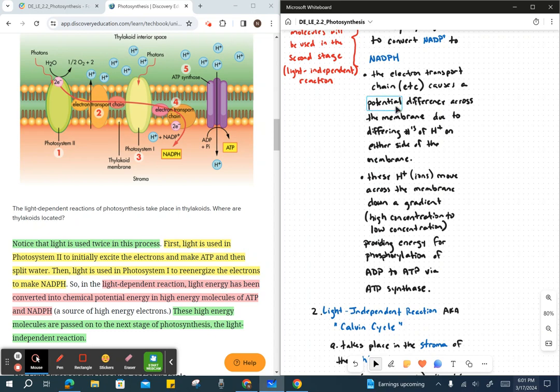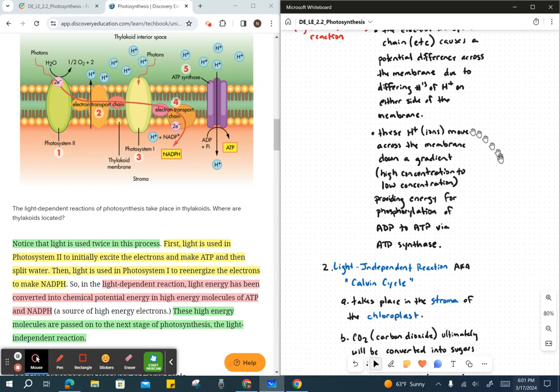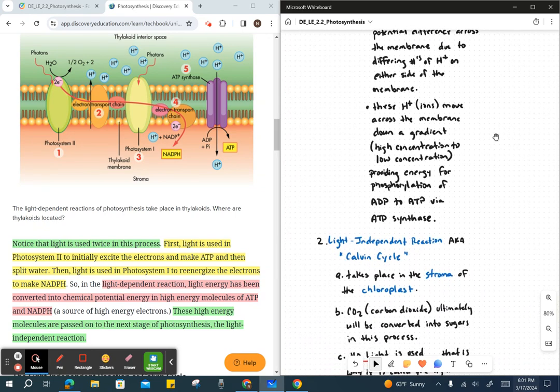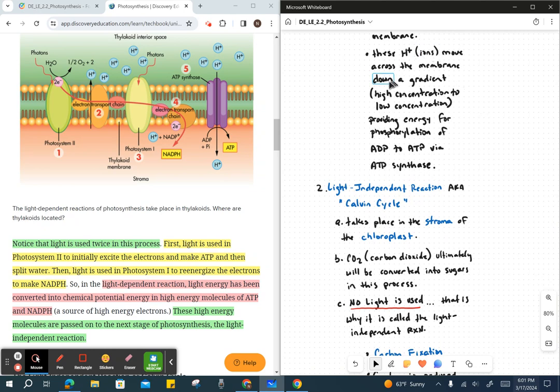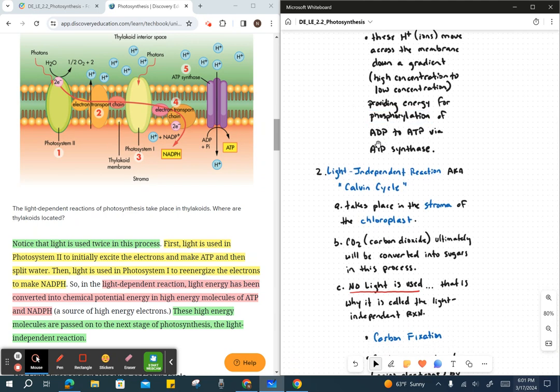So we said that you're going to create a potential difference because you have all those hydrogen ions on one side. That's going to produce a form of active transport, or actually this is going to be passive transport. It's just going to passively move from high concentration to low concentration. And that's what we mean when we say they move across a concentration gradient. Okay, and that's going to provide energy for phosphorylation of ADP to ATP, and that's going to be done through a membrane protein called adenosine triphosphate synthase, or ATP synthase.